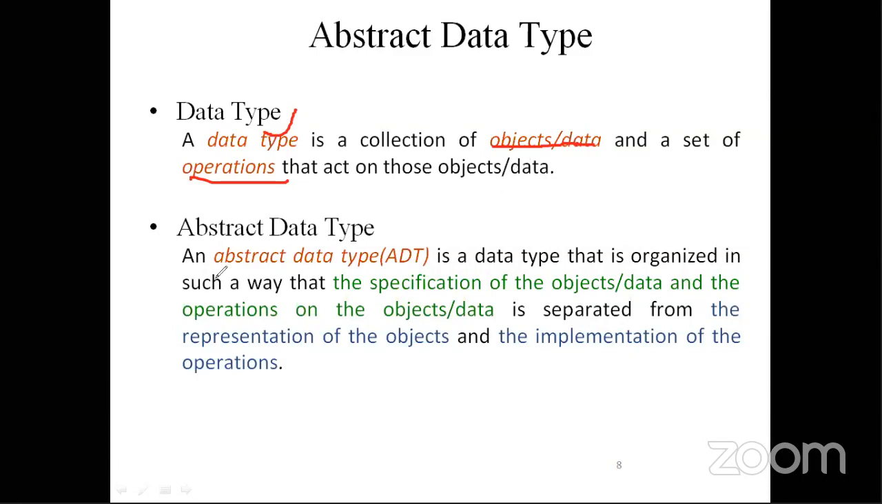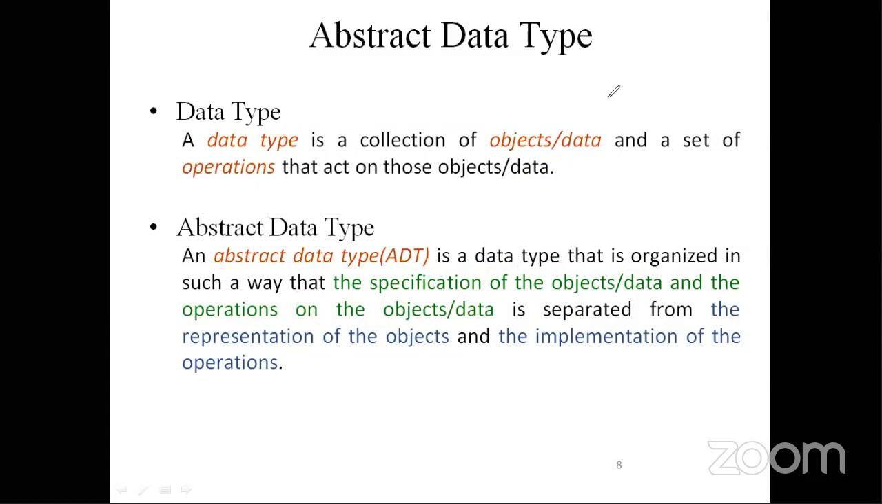Whereas an abstract data type is also nearly a data type. It is a data type that is organized in such a way that the specification of the objects or data values and the operations on those data values are separated from the representation of the objects and the implementation of the operations. So what does it mean? Both definitions are nearly the same, but there is a small difference between the data type and abstract data type. So what is that difference?